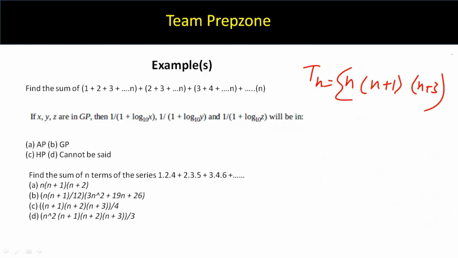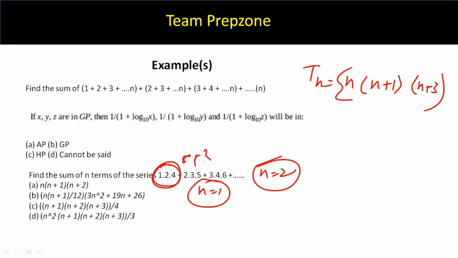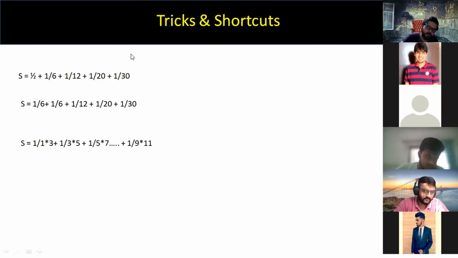Okay, this is good. Alternatively, you can try to put the values. When n is 1, answer has to be 4 into 2 into 1, which is 8. Okay, from here I think directly two options get eliminated. Then you also put n equals to 2. It should be 8 plus 30. Answer has to be 38. So two options will remain, from which you can eliminate one. So you can use any of the methods. Solve all the 3 expressions.